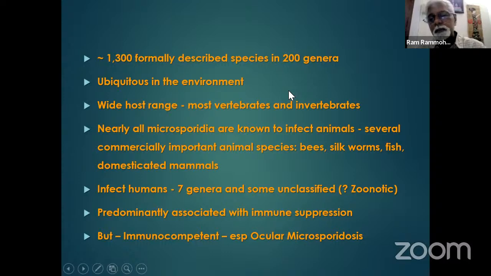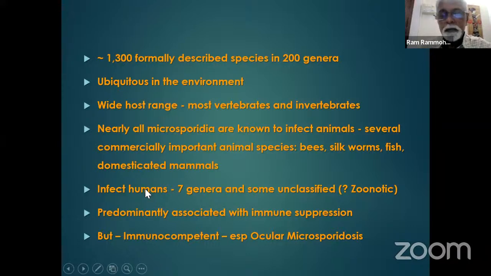Regarding genera, if there is confusion regarding the classification, there's far more confusion regarding the types of species and genera that are being described. Fortunately, most of these are described in relation to invertebrate and other vertebrate infections and what is there in the environment. But at least 1,300 species are formally recognized, in a wide variety of genera. It's quite ubiquitous, as we all know. It has a wide range of hosts, plenty of invertebrates and many vertebrates. All of these are known to infect animals, including commercially important species and domesticated animals too.